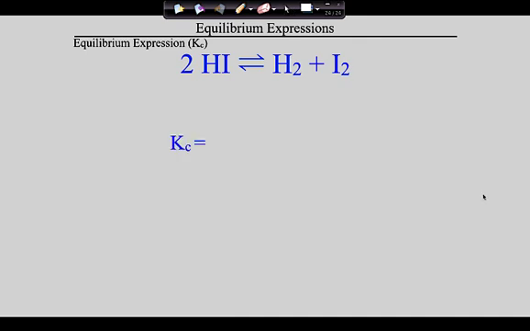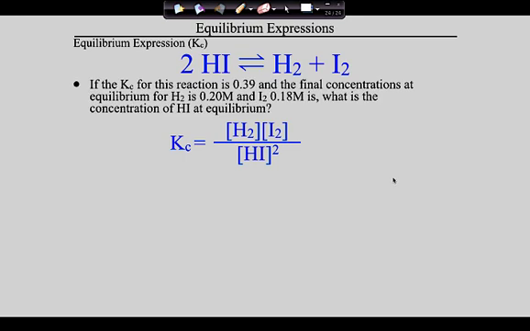Now that you had a chance to write the Kc expression, you'll notice that in the numerator, we have the products, H2 and I2, and in the denominator, we've got the reactant, HI, and notice that it's squared. Now we're given some data, and this time they give us the Kc value, 0.39. And they give us the final concentrations for the hydrogen and iodine, and the question is, what is the concentration of HI? So now they're having us solve for a molarity given Kc and other molarities.